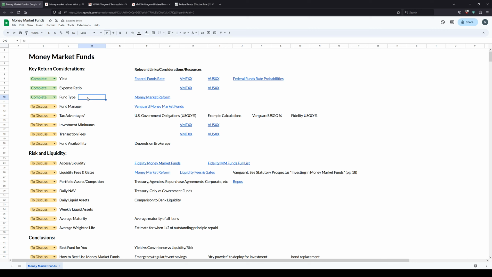So I know that was a lot on the fund types and money market reform, which probably is pretty boring to most people, but when it comes to periods of extreme market volatility, it is an important risk to consider. Next, we'll talk about fund managers, and this is effectively the companies offering these funds.